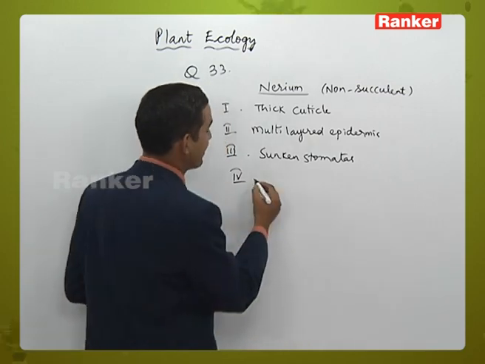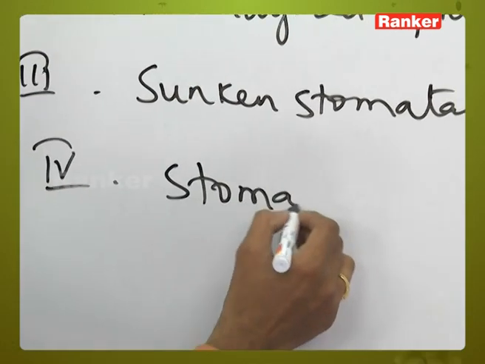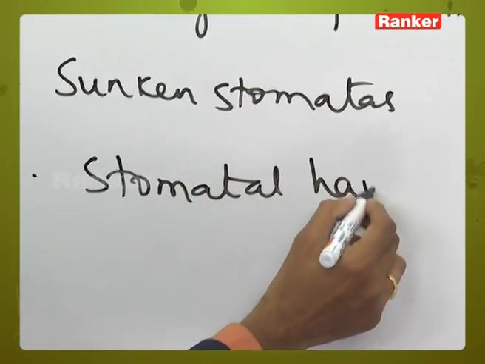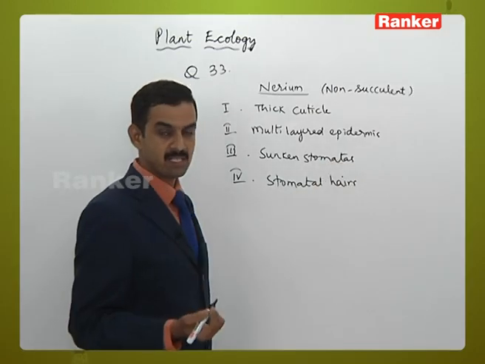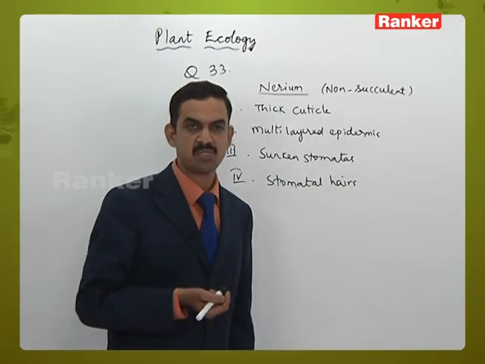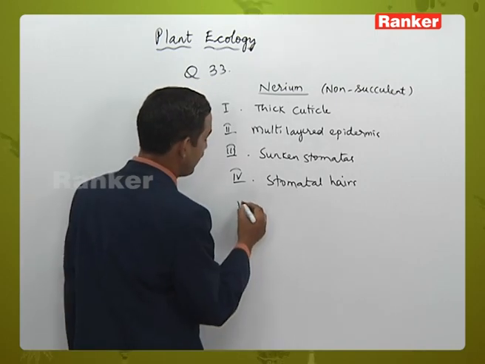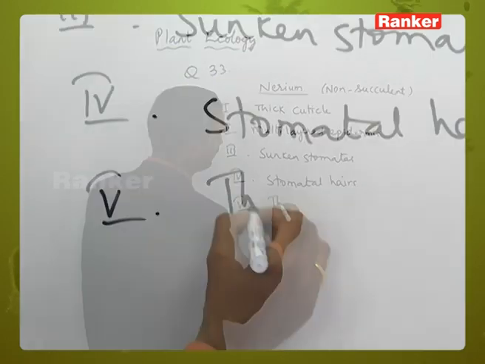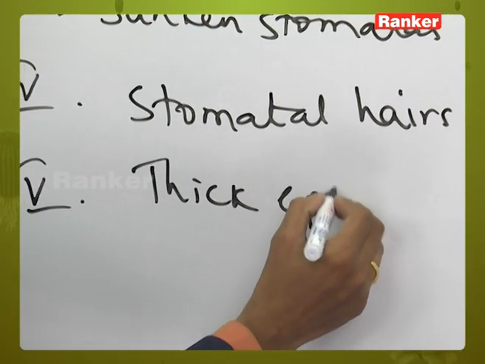And in that groove-like structures, we can also see the presence of stomatal hairs. These stomatal hairs also reduce the rate of transpiration. And some other characters like thick epidermal cell walls.